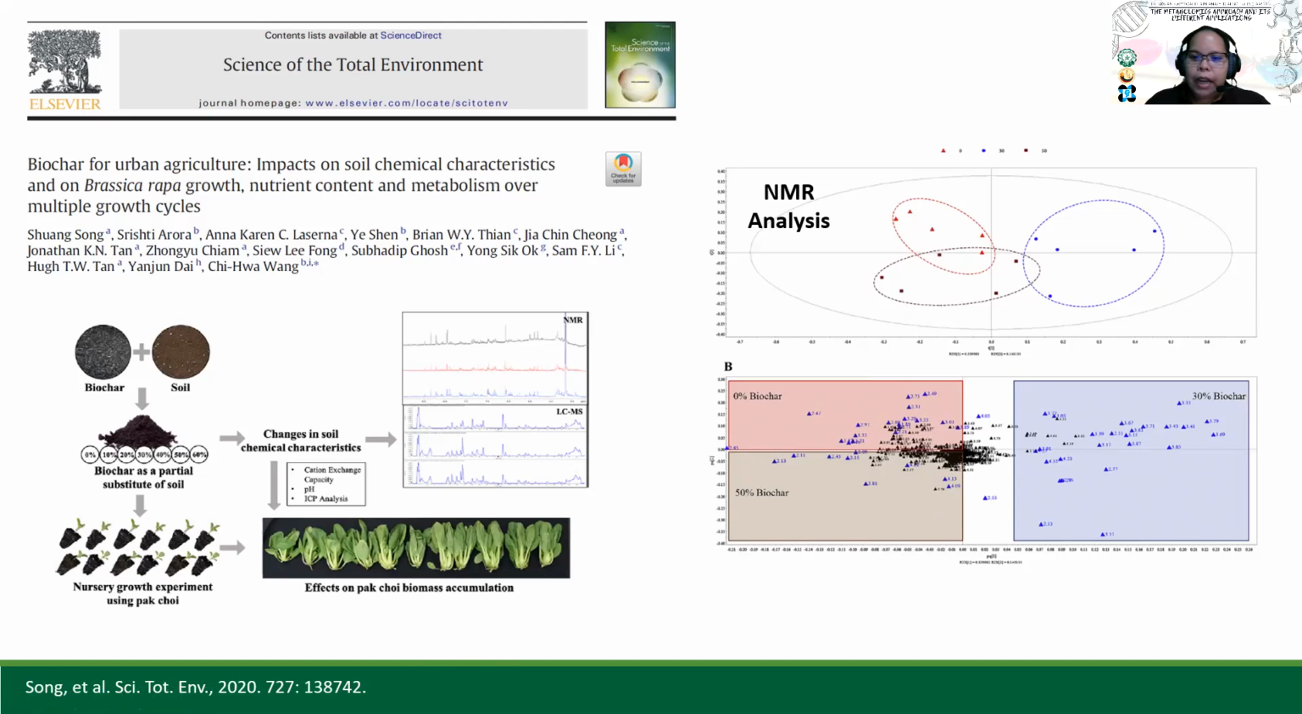On the other hand, those on the lower part correspond to some amino acids. This shows that those in this region correspond to the amino acids, and that the level of amino acids is higher in your 0% biochar, and the application of biochar results in a decrease in the levels of these amino acids.